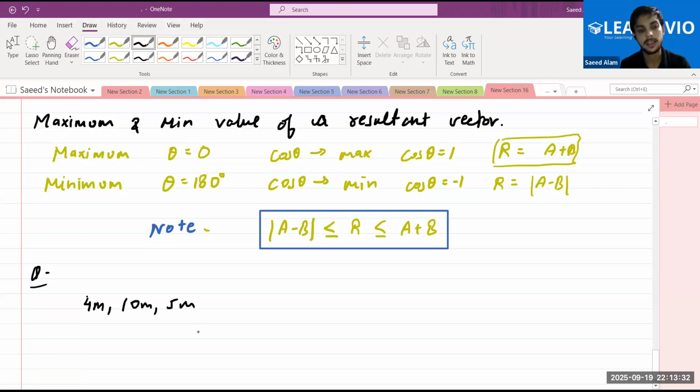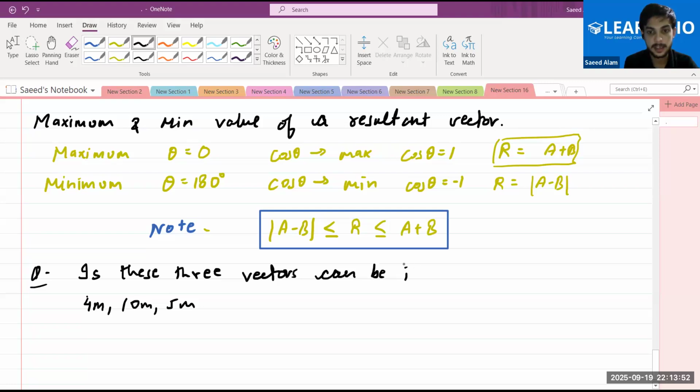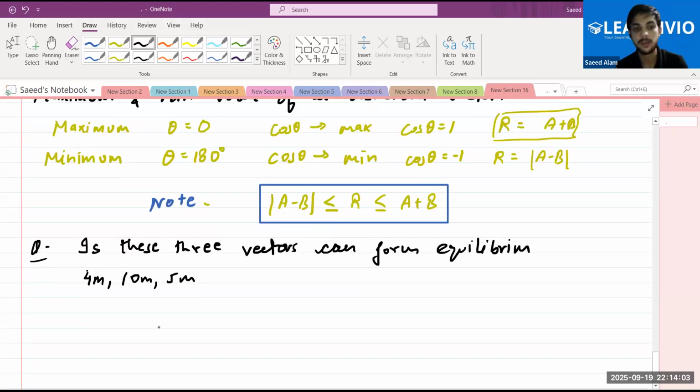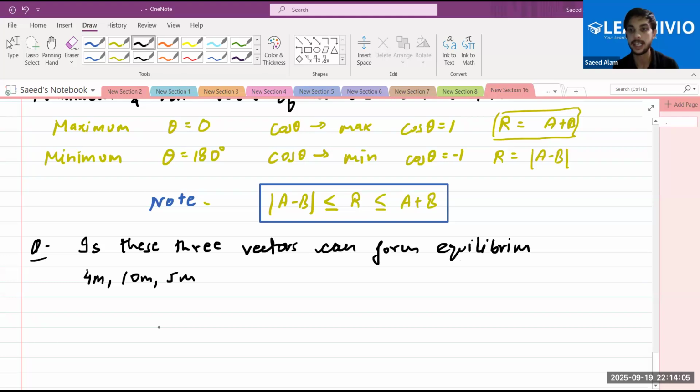So, is it possible that these three vectors can form equilibrium? Understood? What I mean to say is that I had given you three vectors, 4 meter, 10 meter, and 5 meter. Can they form equilibrium?